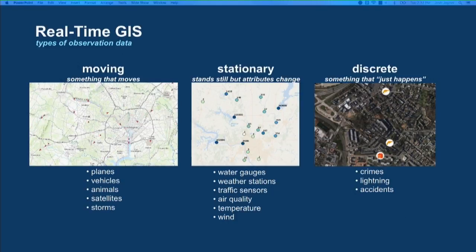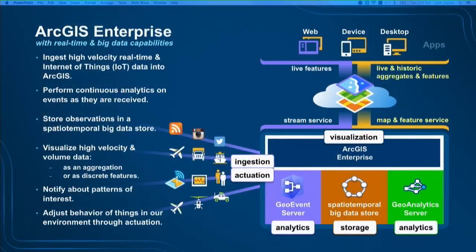So when we take a look at these different types of real-time data, and we look at how that fits within the ArcGIS Enterprise system, there are really 6 key capabilities that we can provide, and particularly that the GeoEvent Server can provide within the ArcGIS Enterprise system.